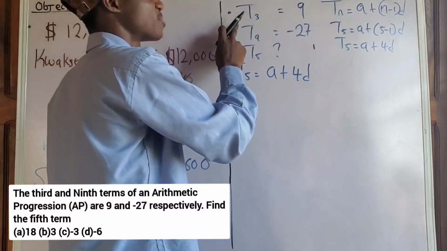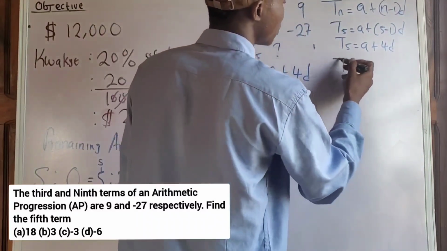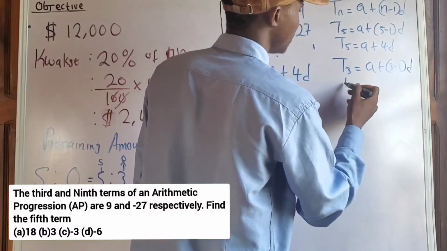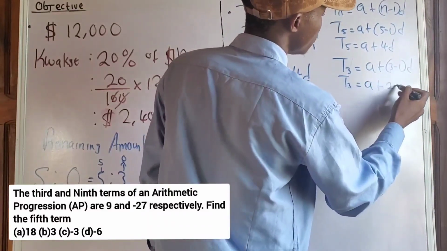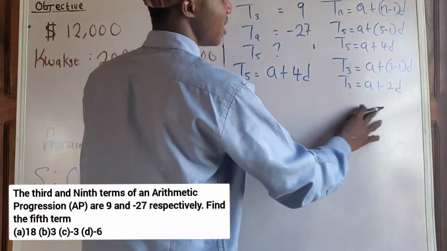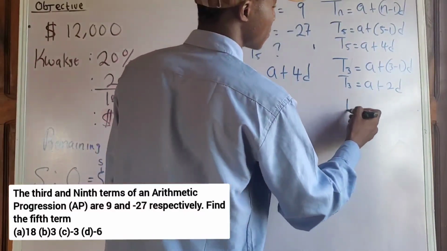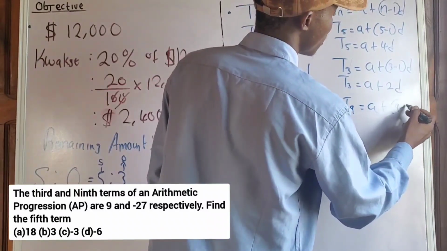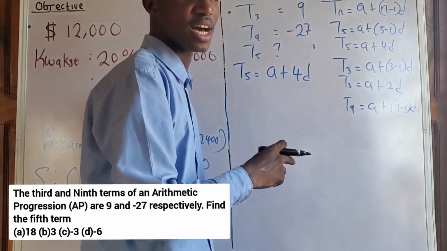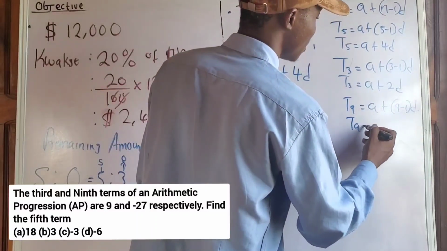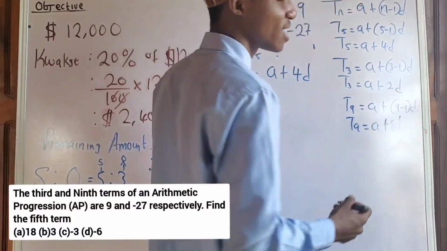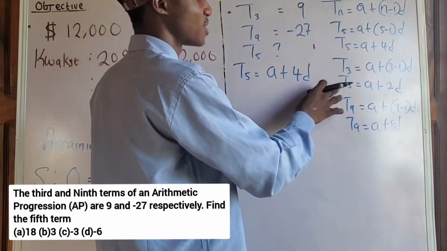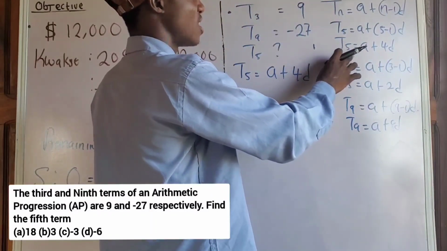Now, if I want to write an expression for the third term, T3 equals A plus (3 minus 1) multiplied by D. T3 equals A plus 2D. So that is the expression for the third term. And for the ninth term, T9 equals A plus (9 minus 1) multiplied by D, because now n becomes 9. So T9 equals A plus 8D, because 9 minus 1 gives 8. This is the expression for the ninth term, this is the expression for the third term, while this is the expression for the fifth term.